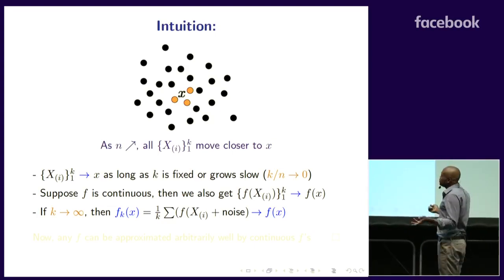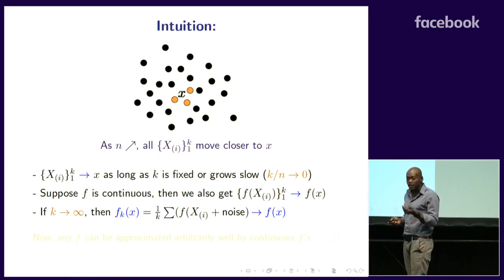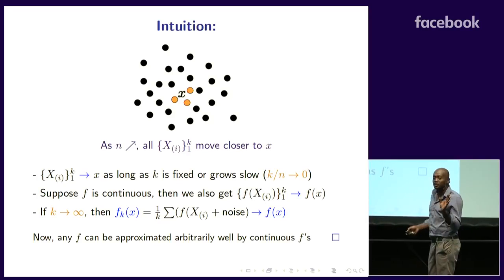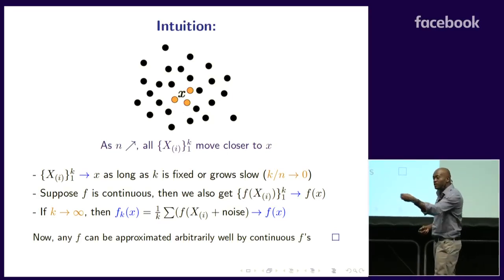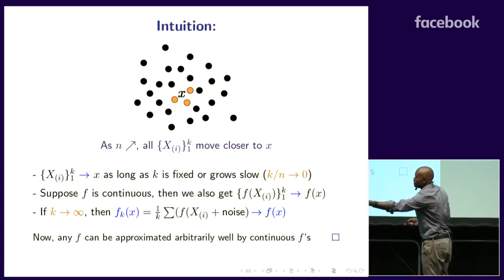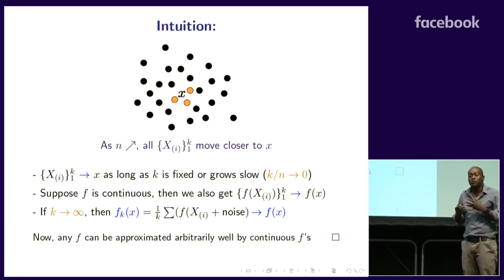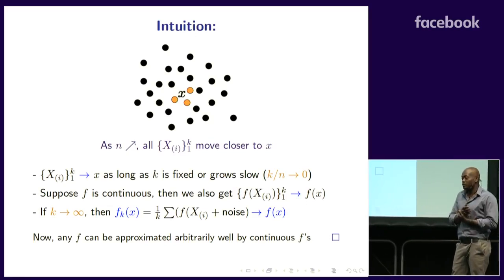continuous. In order to remove that, there are tons of results in function approximation theory that tell us that any function, no matter how arbitrary, can be approximated arbitrarily well by a continuous function. So you repeat this sort of argument with approximations to this function, and then you get the universality result. So that's the high-level reason why nearest neighbors are universal.